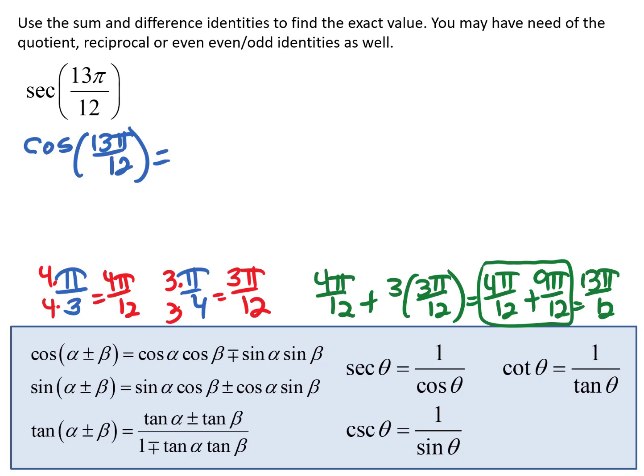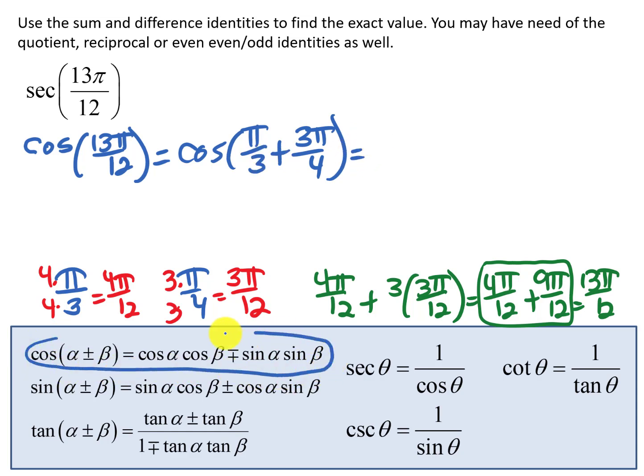So I'm going to do that with cosine, but I'm going to put them back in their reduced form so I can think of them on the unit circle. 4 pi twelfths reducing by 4 is pi thirds, so we need the cosine of pi thirds plus the 9 pi twelfths, reducing both by 3, that's 3 pi fourths. Adding these two together gives me the 13 pi twelfths. I can use the sum formula for cosine then.